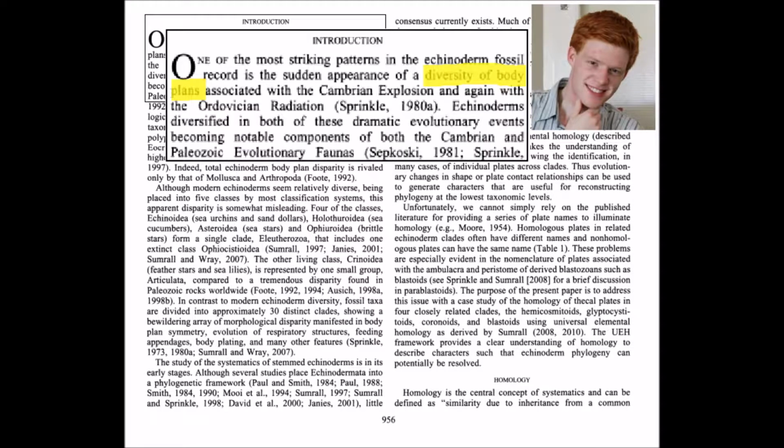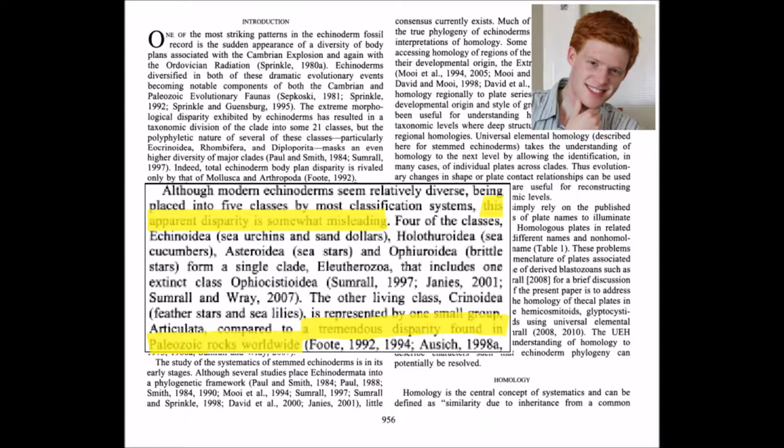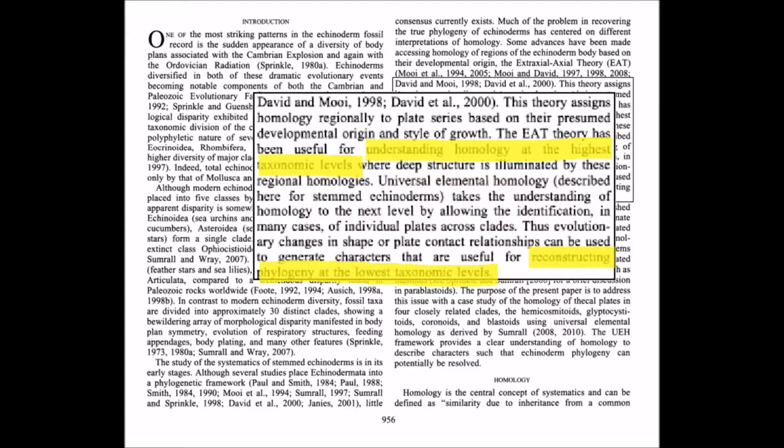It starts by talking about diversity of body plans and the Cambrian explosion. So it's talking about the evolution and the fossil record. It talks about most classification systems being somewhat misleading and that there is a disparity found in Paleozoic rocks worldwide. So it's presenting the problems with the current system. It acknowledges the value of a theory at the highest taxonomic levels. Taxonomy is the classification of animals. So this is a debate about how we classify animals.